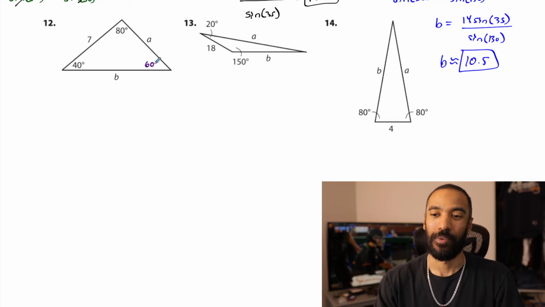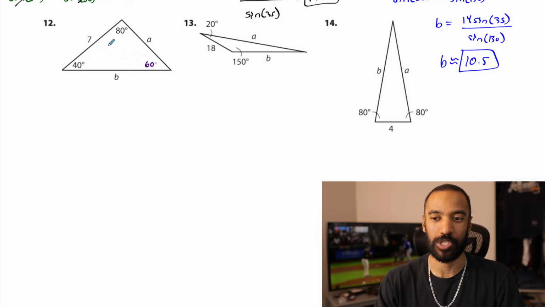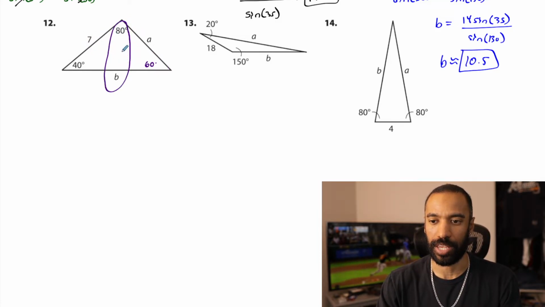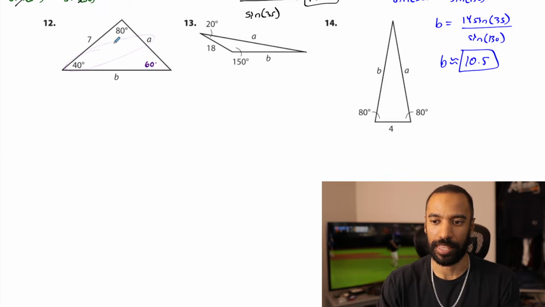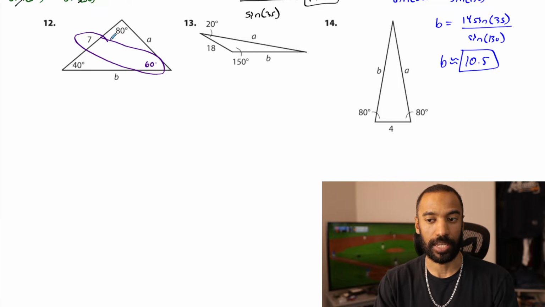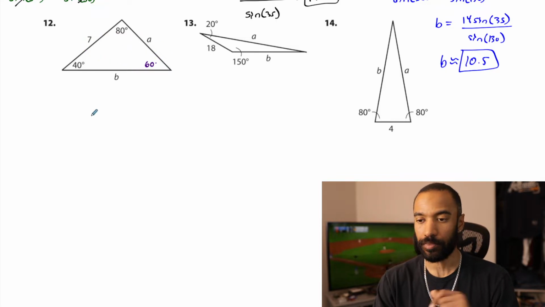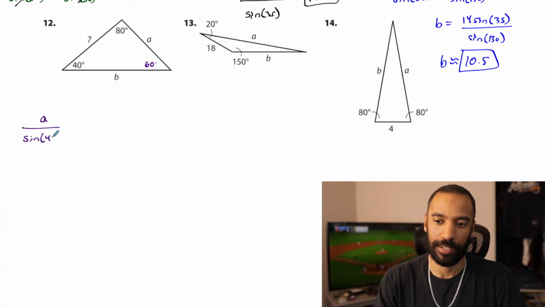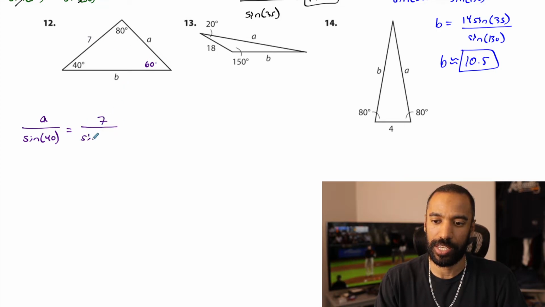We had to find the 60-degree angle measure first because we had to pick an angle and side opposite that we knew information for. See, 80 and B, I don't know side length B. 40 and A, I don't know side length A. I do need one angle and side opposite in order to work any of these. So let's find A. A over sine of 40 equals, and let's use these two, 7 over sine of 60.